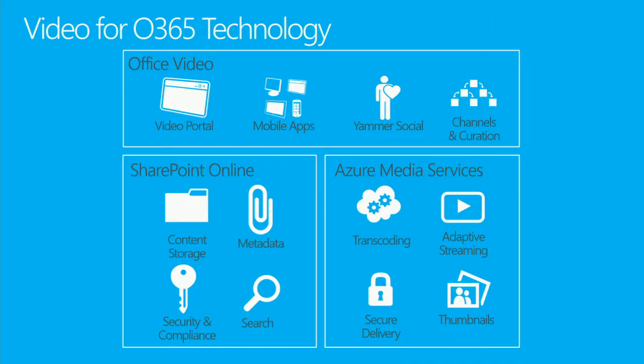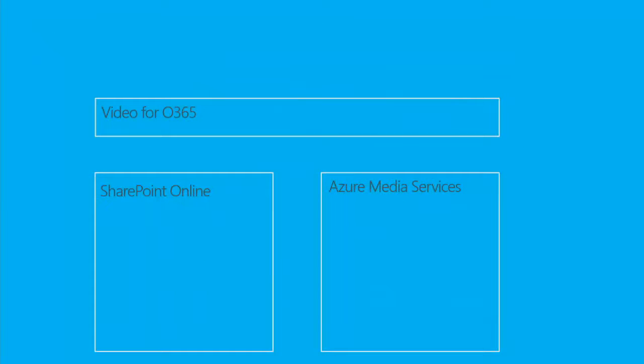And then from Azure Media Services, we get all of the great stuff with transcoding, the adaptive streaming, the secure delivery, and thumbnailing. So let's take a look at a little walk through this system and see how the flow would work. So we're going to look at an upload flow.